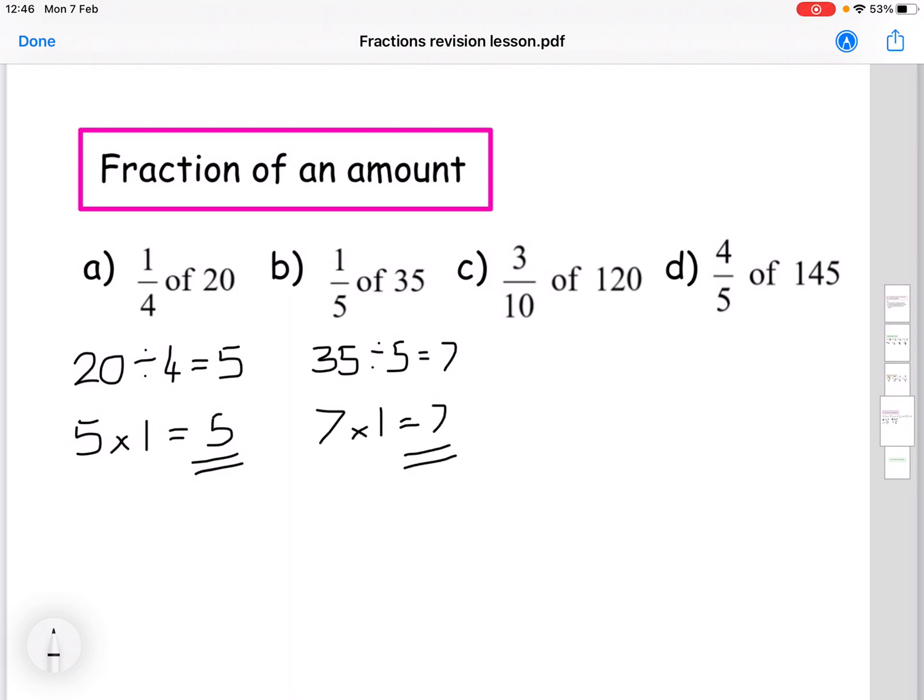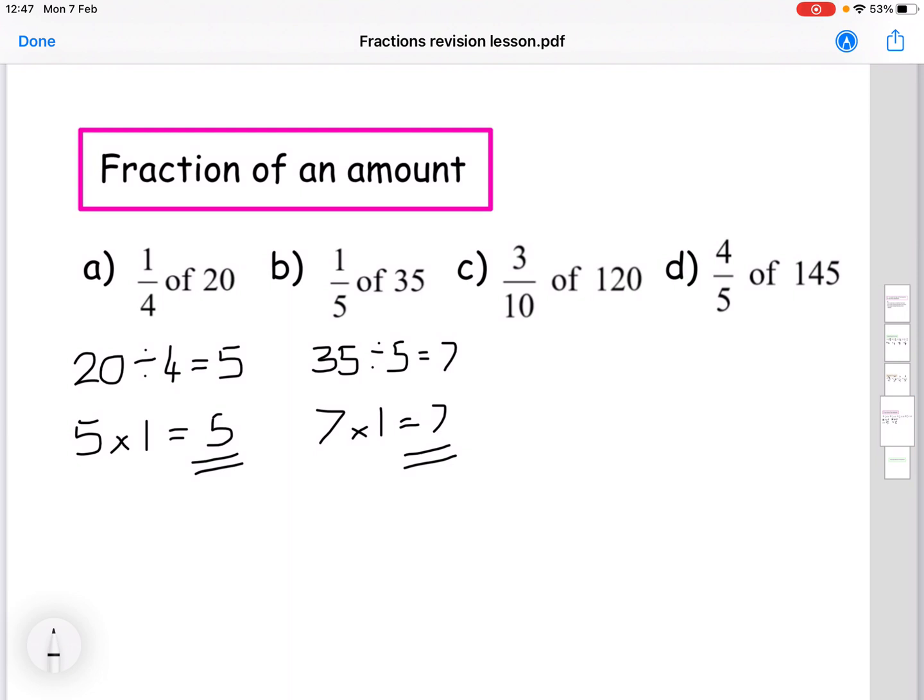So what you'll notice here with these two is that the multiply is times 1. And that doesn't really change your answer. In fact, it doesn't change your answer. So you can really just do the divide by the bottom number. Okay, but if you want to remember it as divide by the bottom times by the top and write in that bit of working of times 1 anyway, then just do that, okay?